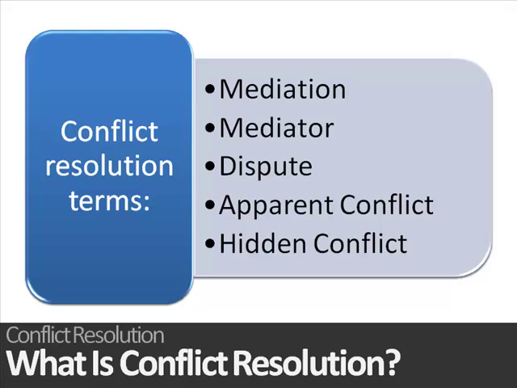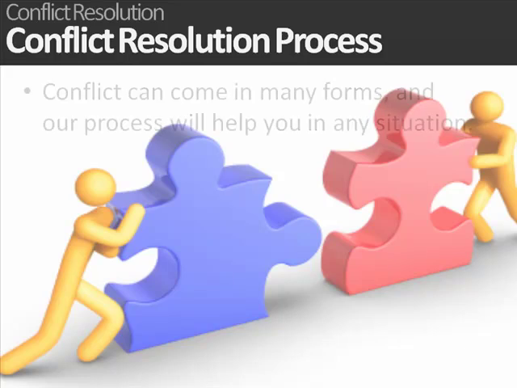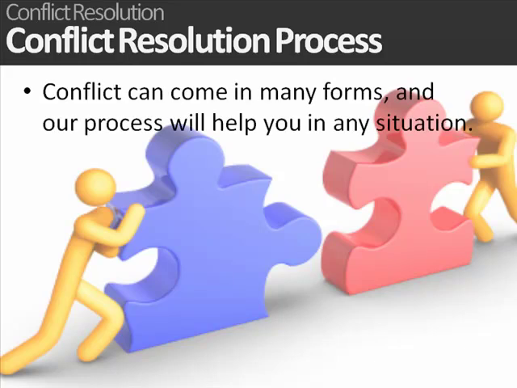Apparent conflict, a situation where the conflict is in the open. Hidden conflict, a situation where the conflict is not in the open. Understanding the conflict resolution process. Conflict can come in many forms, and our process will help you in any situation.